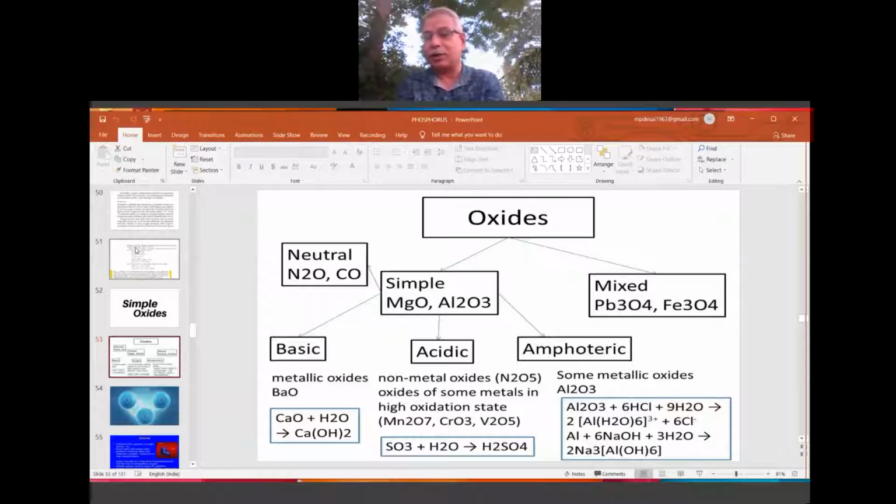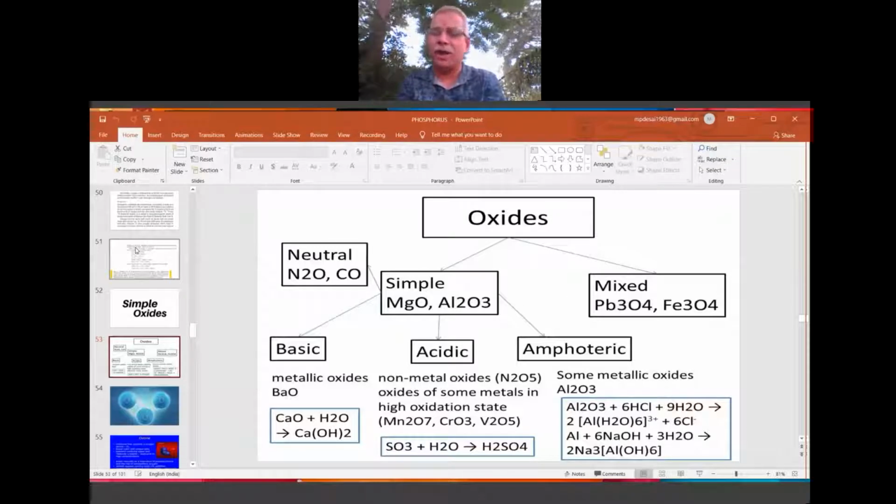One reaction is given at the right below in the rectangular box, where aluminum oxide reacts with HCl as well as NaOH. With the NaOH, I have written Al, but it's not Al, it's Al2O3. Please make the correction. So Al2O3 with HCl as well as NaOH gives the corresponding compounds, coordination compounds. The idea behind the reaction is that it reacts with both, and only those oxides are called amphoteric oxides.